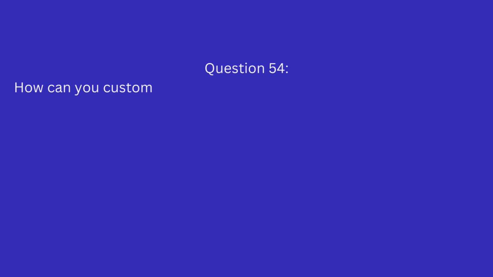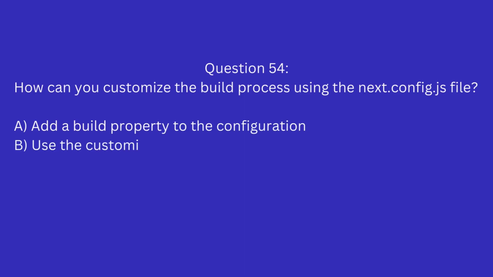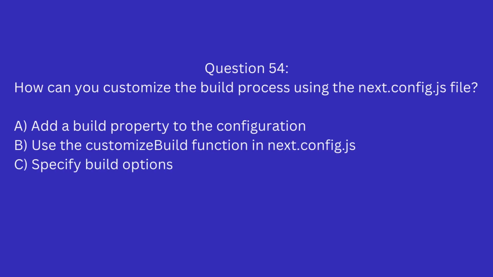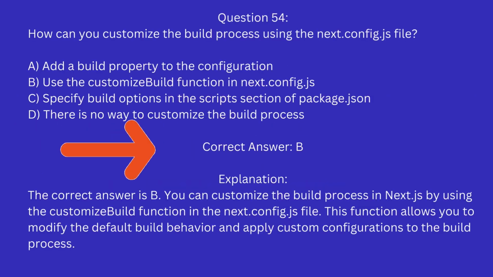Question 54. How can you customize the build process using the next.config.js file? A. Add a build property to the configuration. B. Use the customize build function in next.config.js. C. Specify build options in the script section of package.json. D. There is no way to customize the build process.